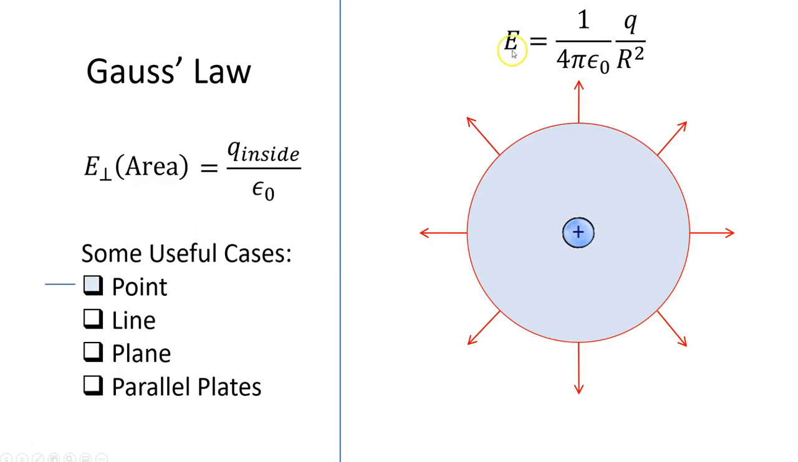Rearranging terms, we get the electric field associated with a point, a distance r away, is 1 over 4 pi epsilon 0, which is actually the Coulomb constant K, times the charge over the distance squared. So we obtained Coulomb's law from Gauss's law.